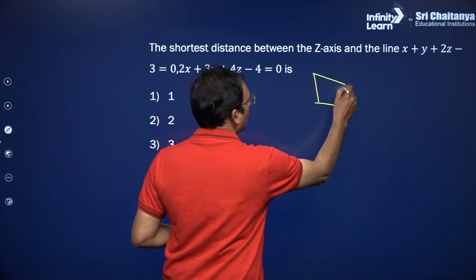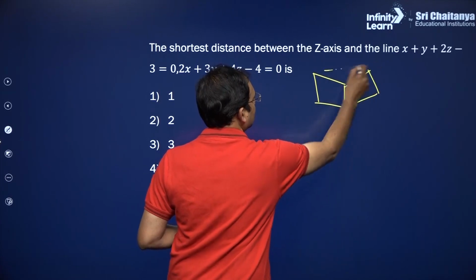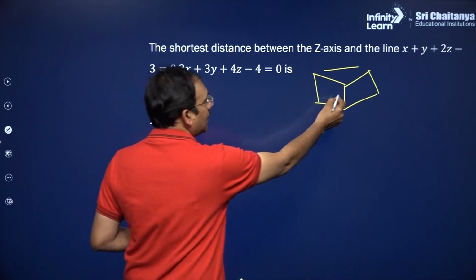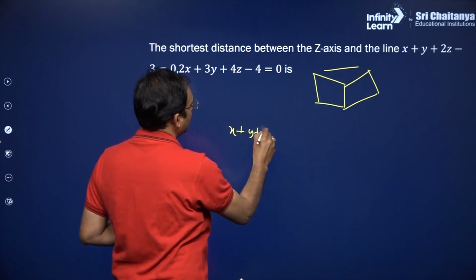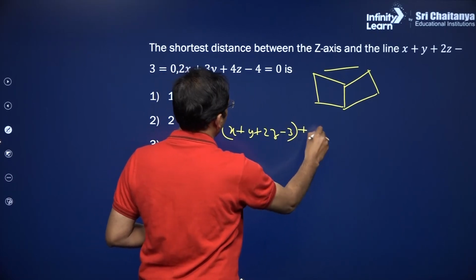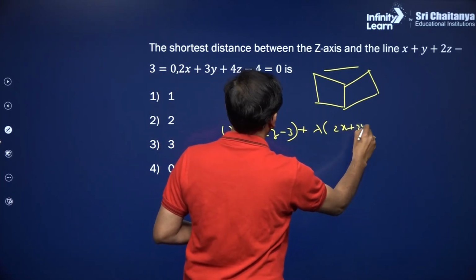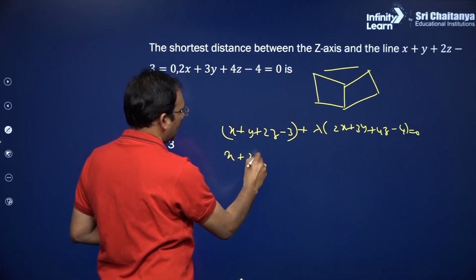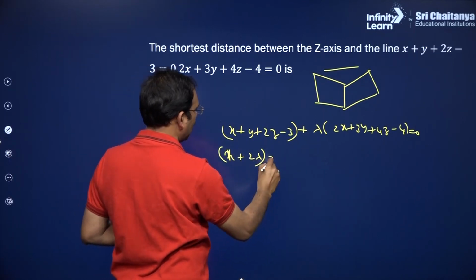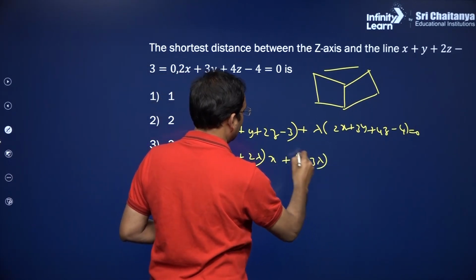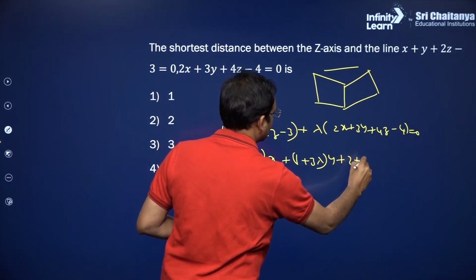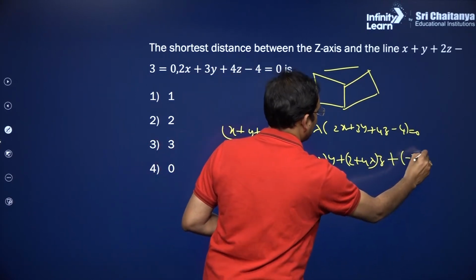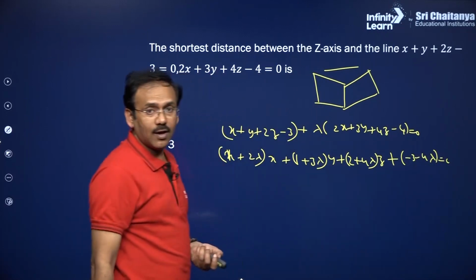So, if at all you want the shortest distance between this and z axis, consider the plane containing this line. You see, x plus y plus 2z minus 3 plus lambda into (2x plus 3y plus 4z minus 4) equal to 0. So, friends, (1 plus 2 lambda) into x plus (1 plus 3 lambda) into y plus (2 plus 4 lambda) into z plus, my dear friends, (minus 3 minus 4 lambda) equal to 0. Now, this is the plane.